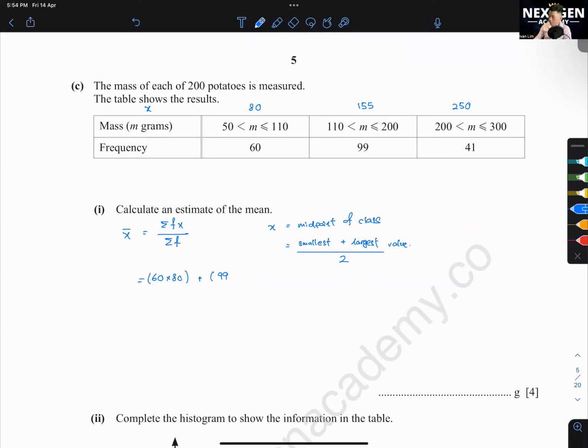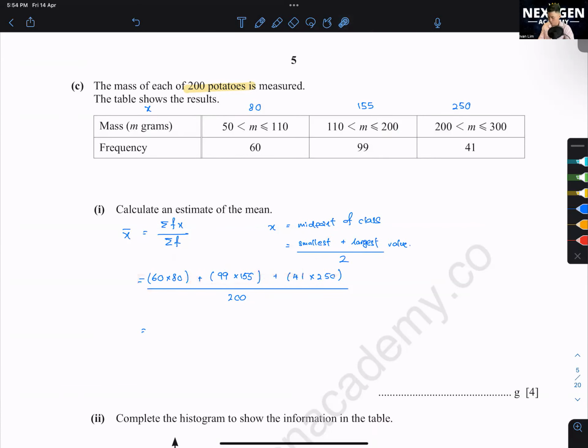Okay, 99 times 155 plus 41 times 250 over your sum of f. Sum of f, don't need to go calculate again. Normally they give you in the question 200. Okay, to be safe every time, I want you all to calculate all of these values first.